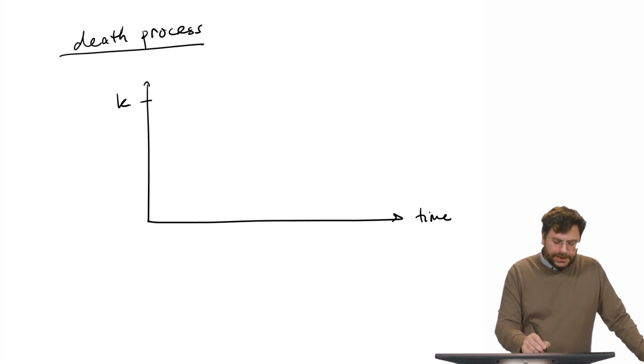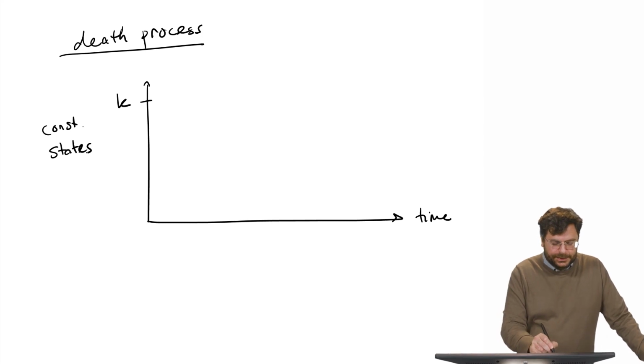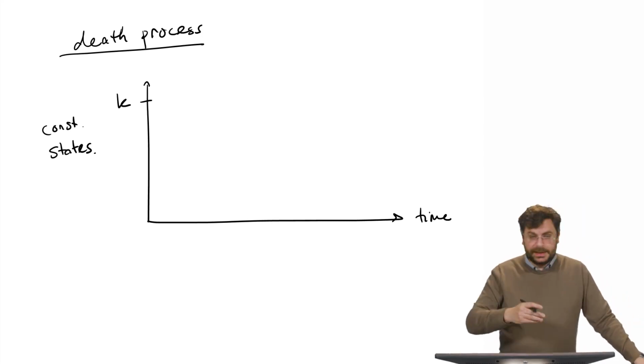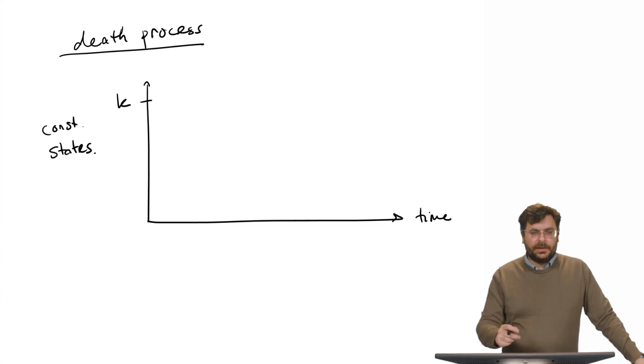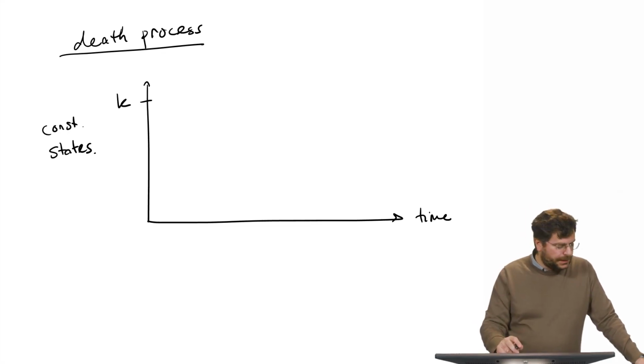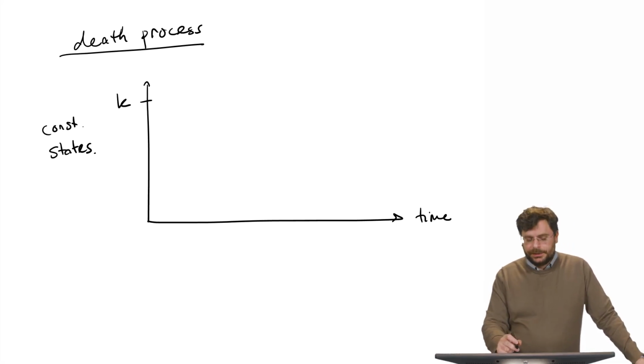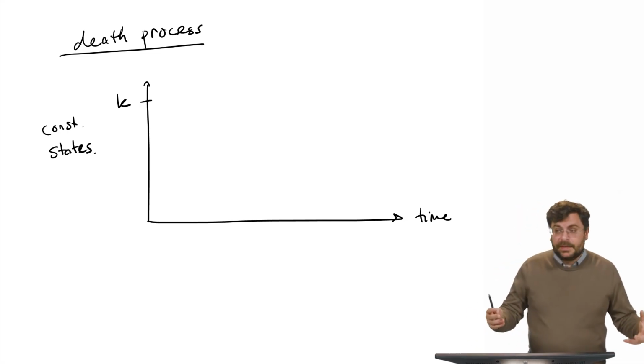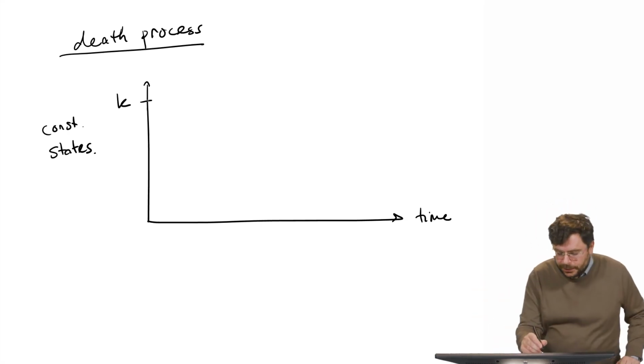Suppose that I start off with k initial members, and again, these are my constitutive states. Each member has some probability of being removed from the group, and maybe the waiting time for each one of them is exponential. So what's going to happen here? Initially I may have very many members, and each one of them has some probability of being removed from the group. So the more members I have initially, the more are disappearing.